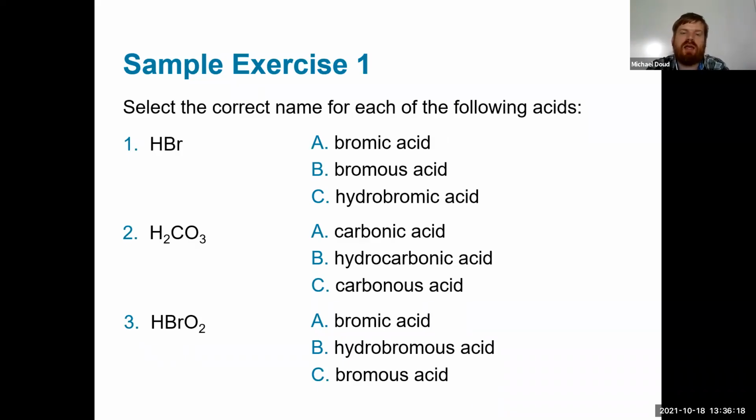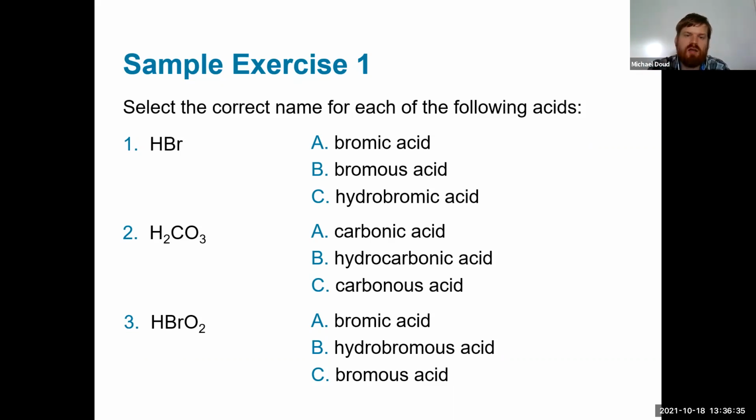I don't know if I provided the list there in the PDF or not, but we have HBr, H2CO3, and HBrO2. Why don't you go ahead, pause the video, and try to pick out the correct name for each of these acids. So go ahead, pause.